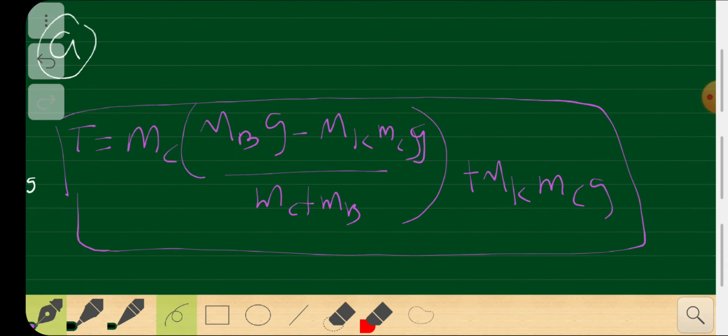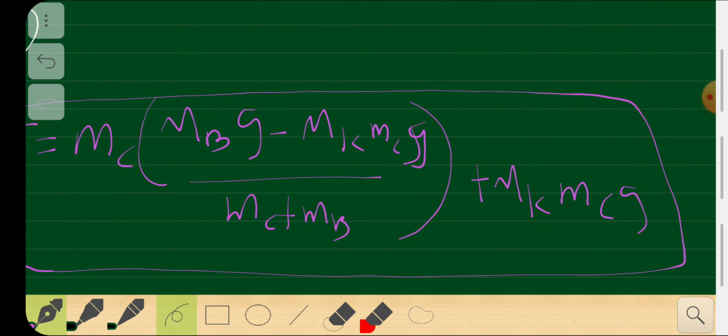Now you know all these values. If you have a problem like this, you will get all these values. You can get mu k, which is the friction, the mass of the block, the mass of the cart, and the gravitational acceleration. That's all you need, and you can find the tension. Basic.